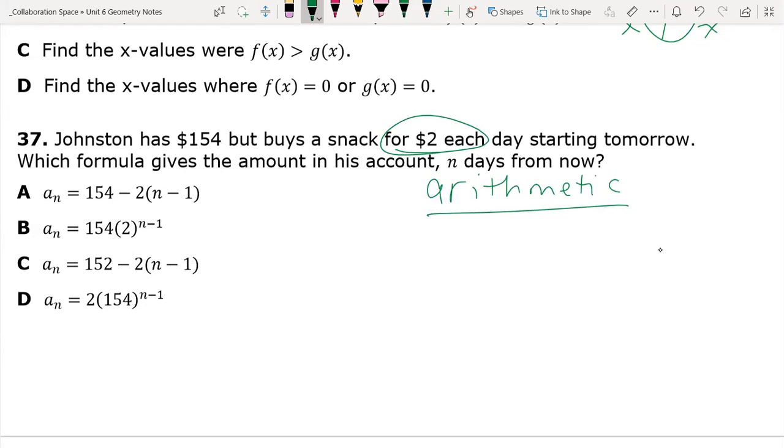So that means that each jump is going to be -2, and it's going to be involving subtraction and not multiplication. So we know these are not right because these right here are geometric. You'd be tempted to select A, 154 minus 2 and minus 1, because it starts with the 154. But after you've done your first step, you will have 152. So the answer is C.